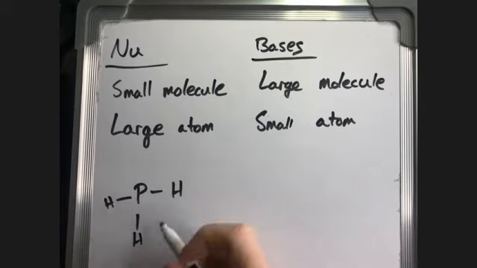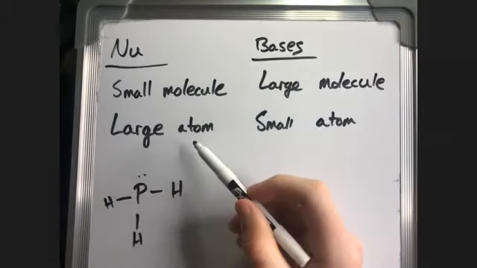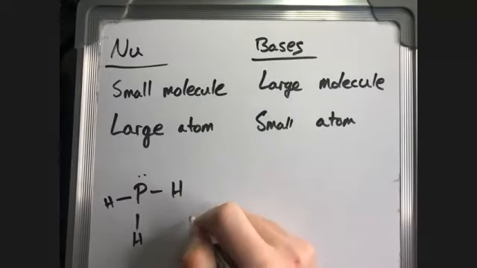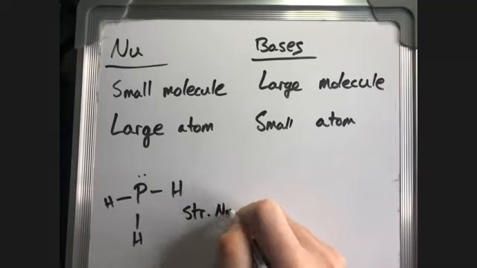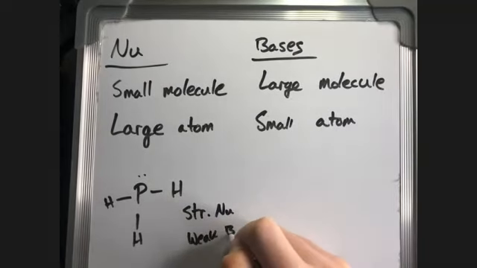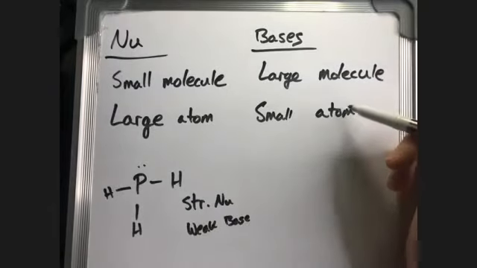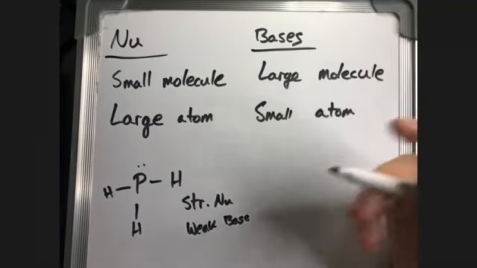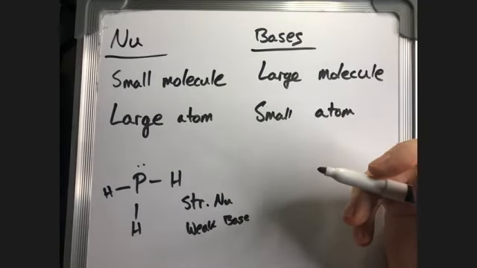So this is an excellent nucleophile because the reactive center is a large atom. It's phosphorus. It's in the third row, so it's much larger than oxygen or nitrogen. This is a small molecule because these hydrogens are small. So this would be a strong nucleophile and a weak base. It's a weak base because it is the opposite of the base conditions. It is a large atom and a small molecule, so that suggests it's not going to act as a base.